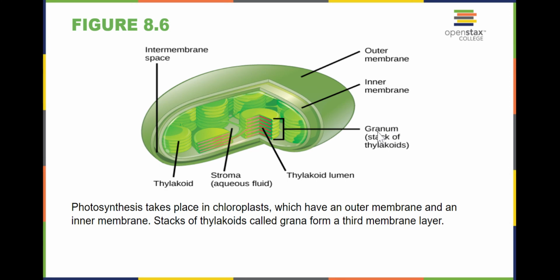Okay, say it with me. Granum. Plural, grana. And in the interior of the chloroplast, in the stroma, are going to be the little chromosomes, because remember, chloroplasts have chromosomes, and the ribosomes to make the protein.